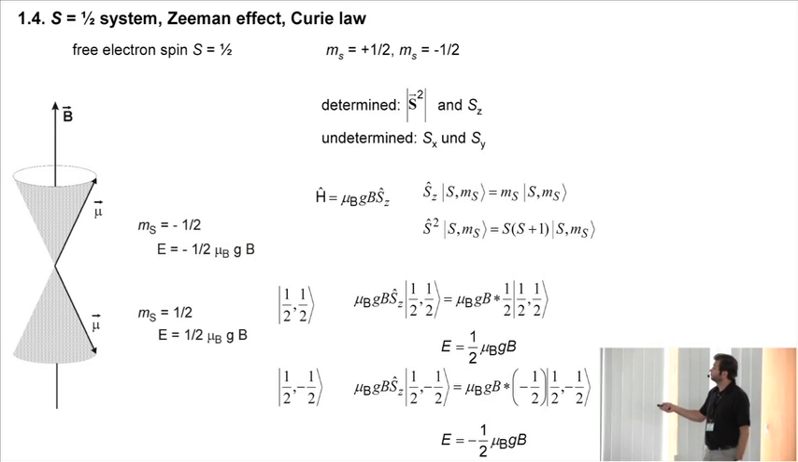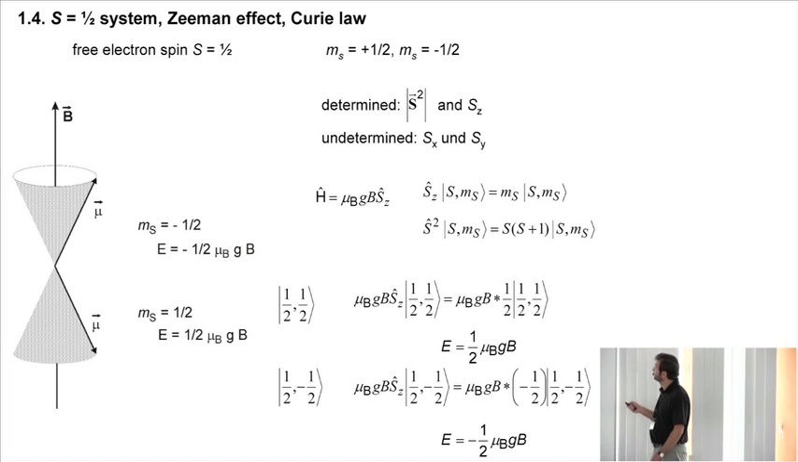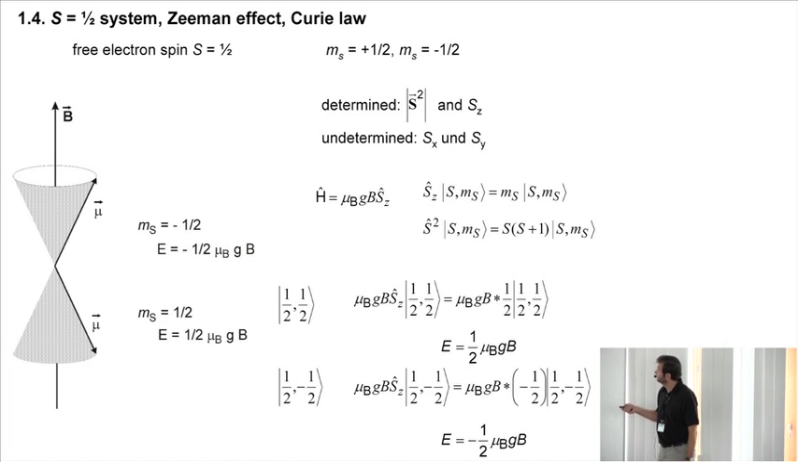So they make a precession, and therefore we have determined the length of this vector, and we have determined the projection of this vector onto the magnetic axis, which is the quantization axis, the z-axis, and because it makes a precession, the x and y direction is not determined.